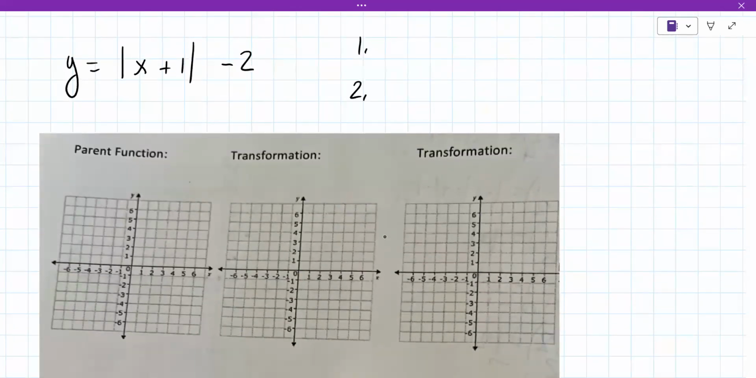What is the first transformation? This one is actually left 1. Why is it left? Because it's positive. Now what about the next one? The next one's down 2. Yeah. All right, so you could make a quick sketch or make tables, whatever you feel is the best.